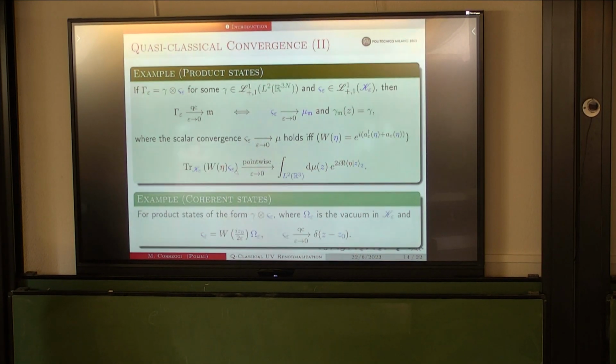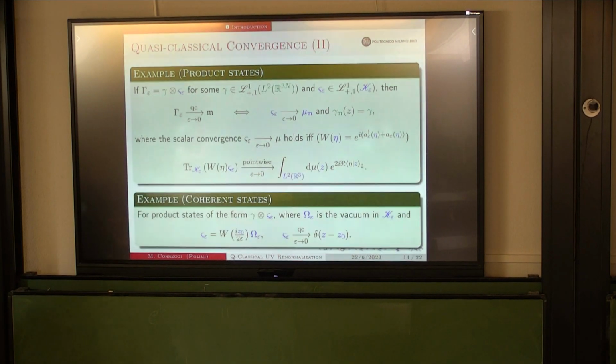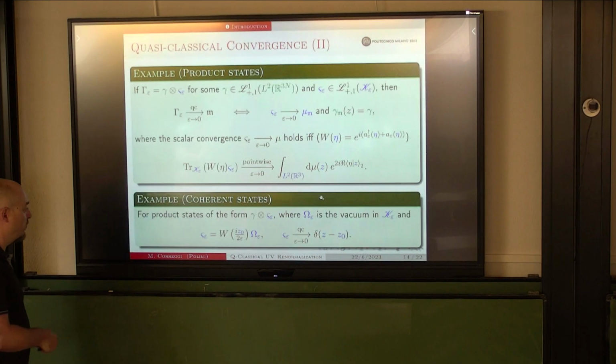So you take the expectation against the Weyl operator of the density matrix, and you require that for any given eta, you have convergence to the Fourier transform of the scalar measure. This gives you exactly a topology, which makes sense, which is a sort of weak star topology, of course, in the proper set.